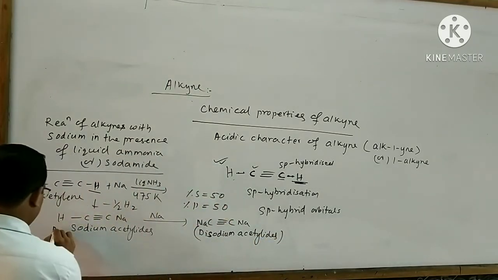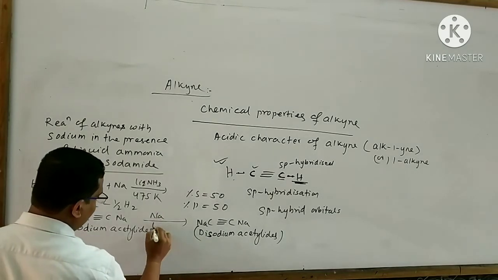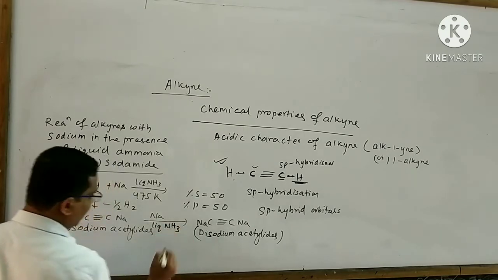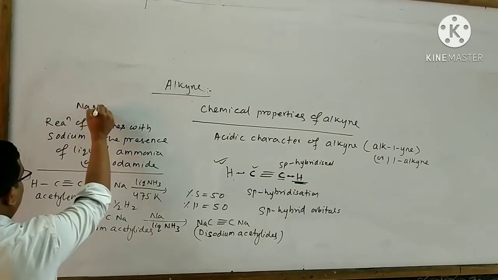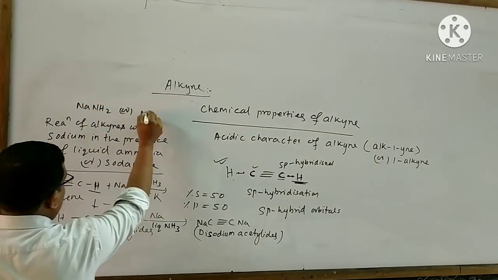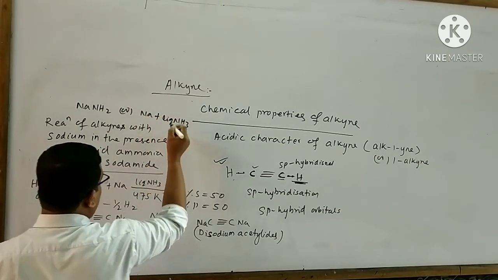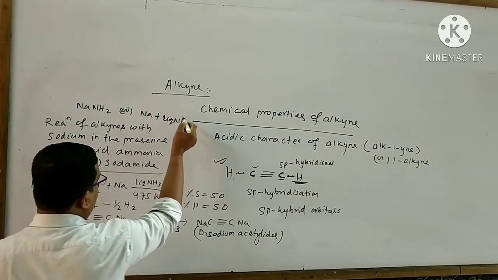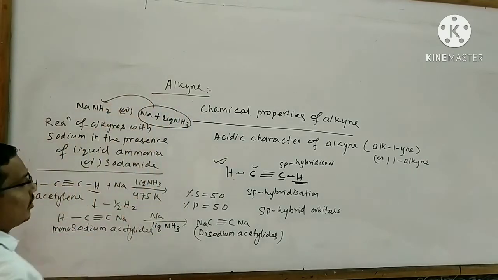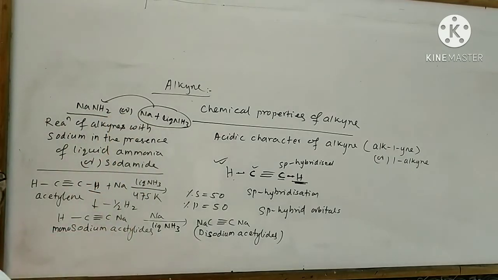This is said to be monosodium acetylide. Here I can write liquid NH3. Remember an important point: you can take sodium amide or sodium metal in the presence of liquid NH3. Here sodium metal reacts with the ammonia and also forms sodium amide. So you can take sodium amide or sodium metal in the presence of liquid NH3.